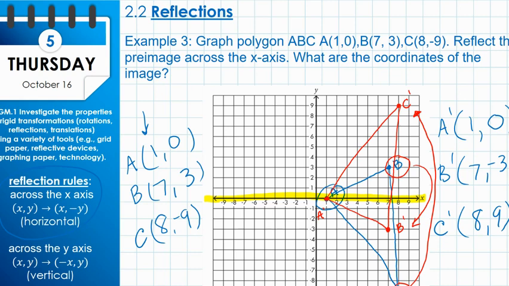If we look at the distance from the line of reflection for B, it is 1, 2, 3, and 1, 2, 3 for B prime. C is 1, 2, 3, 4, 5, 6, 7, 8, 9 from the line of reflection, and C prime is also 9 from the line of reflection. And A, there was no movement because it was on the line of reflection. It stays in place. So remember, the values will remain the same distance from the line of reflection.